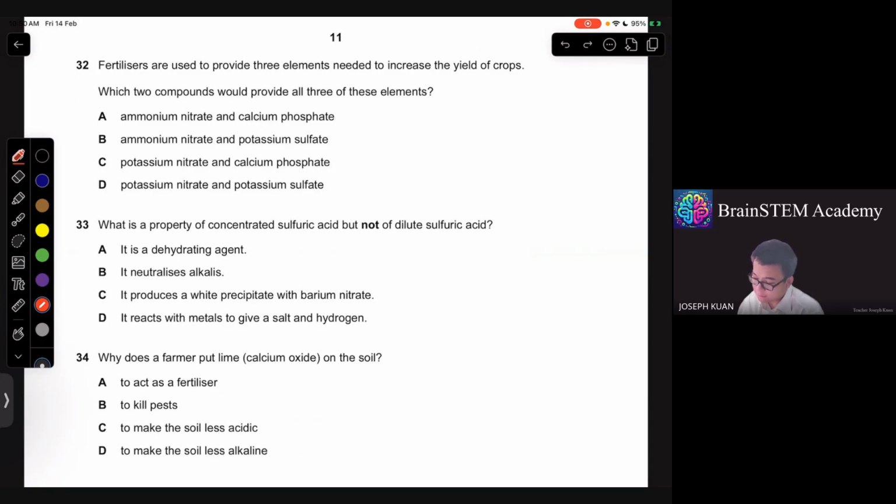Question 32. Fertilizers are used to provide three elements needed to increase the yield of crops. Which two compounds will provide all three of these elements? So the keyword is NPK fertilizer. We just need to identify which one has all three elements, in that case, it seems like it is C, which has potassium, phosphorus and also nitrogen, so NPK. So C is the answer.